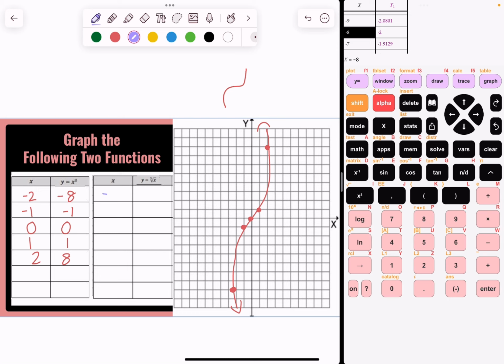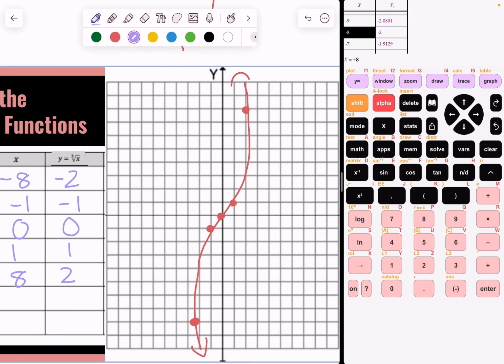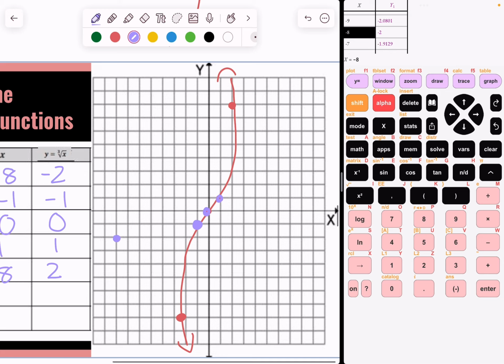-8, -2, -1, -1, 0, 0, 1, 1, and 8, 2. You should see that the points are opposites of each other. They just got flipped. That's because these are inverse functions. -8, -2, -1, 1, -1, -1, 0, 0, 1, 1, and 8, 2.